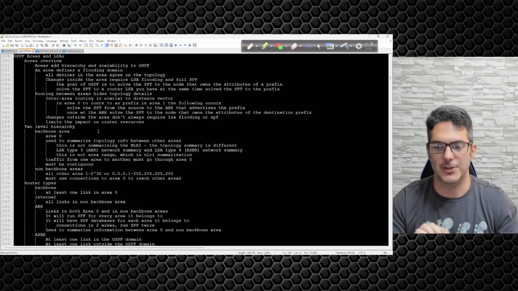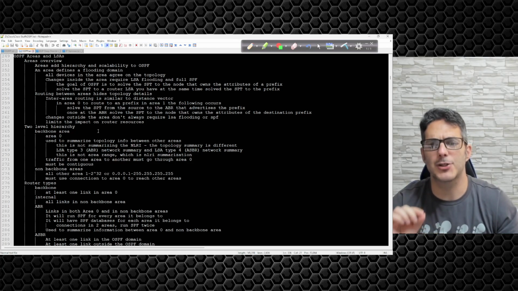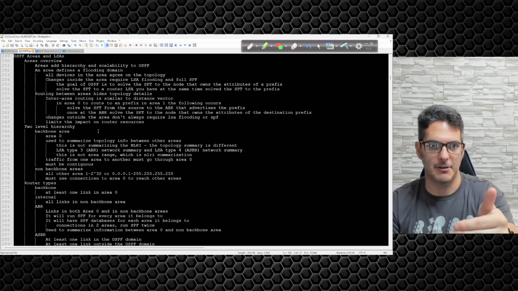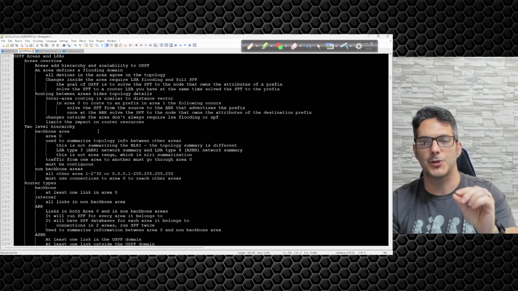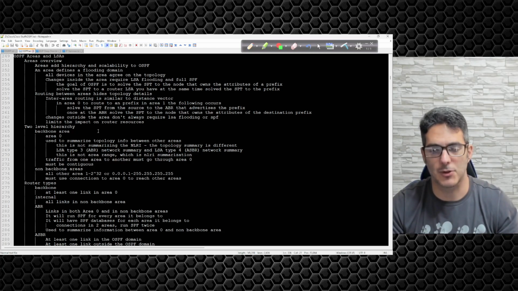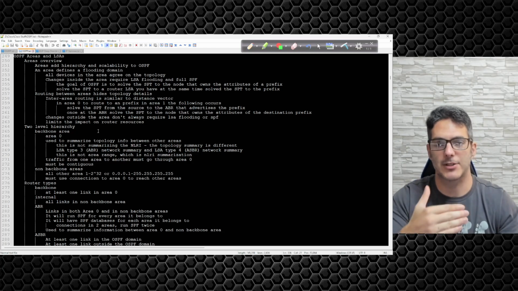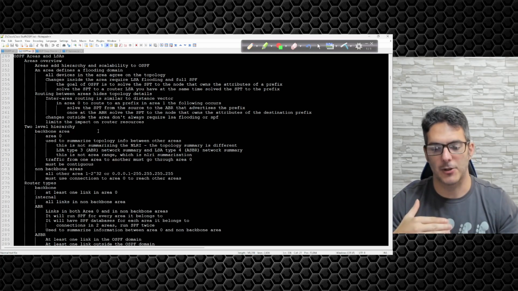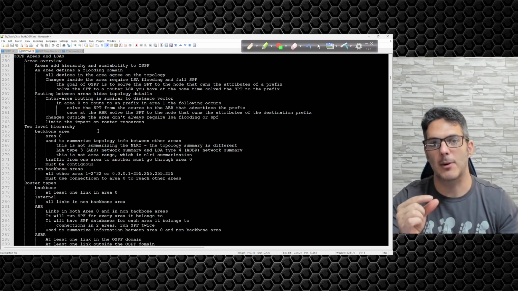Now, I want to clarify something. We are not doing routing based off of router ID. I know I keep mentioning solve the shortest path tree to the router that owns the LSA, but I'm not doing routing based off of router ID. I'm doing routing based off of prefix. So what subnet was advertised? What subnet am I trying to reach? But the way that OSPF looks at it, it looks at who is the advertising router and what is their router ID.